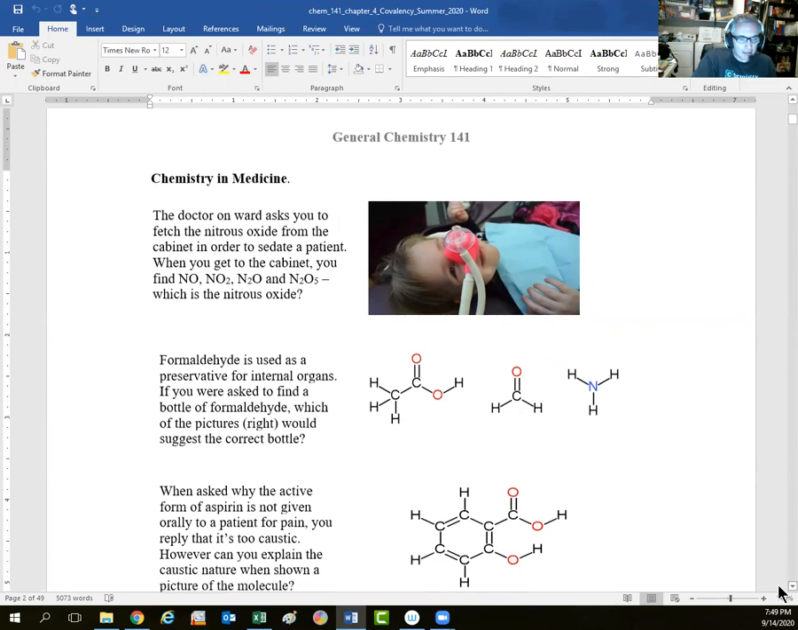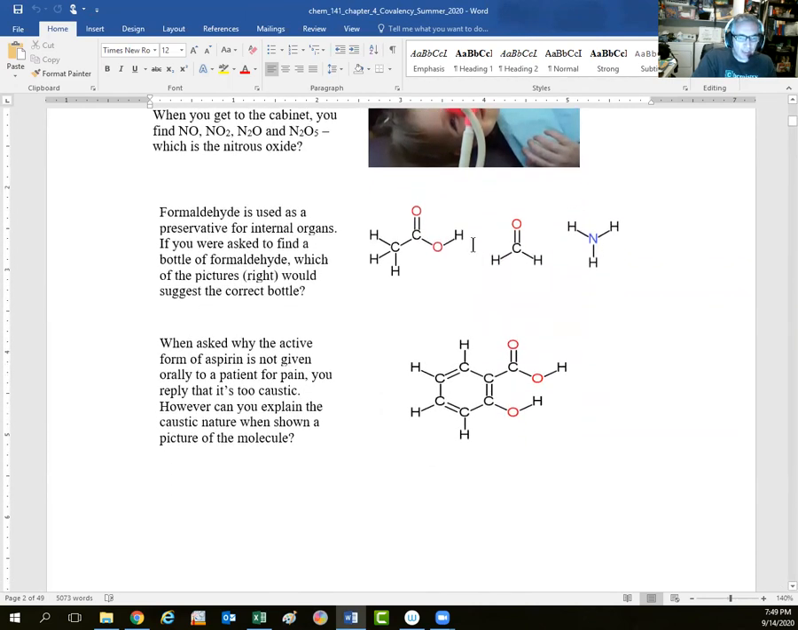Later on, you're asked to fetch a bottle of formaldehyde. Looking at the Lewis structures which are drawn on the bottles, which one would be formaldehyde? And what is it about it that we can recognize?